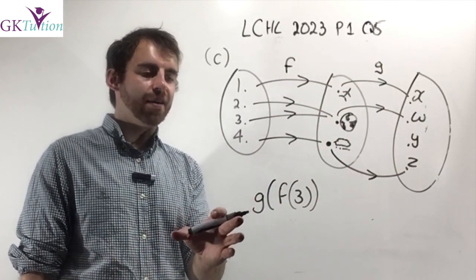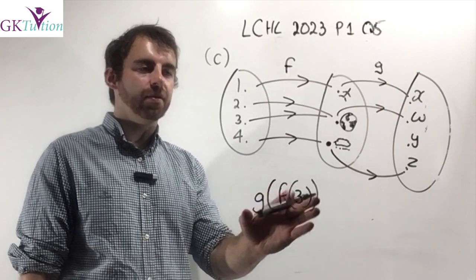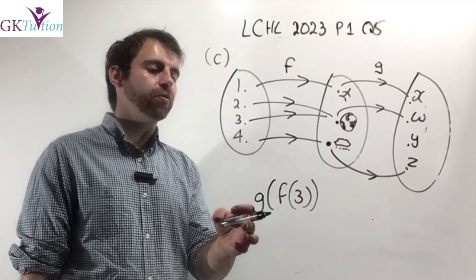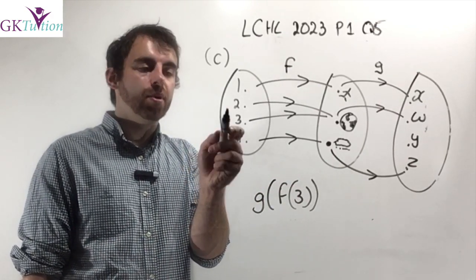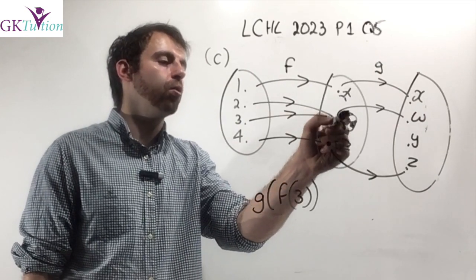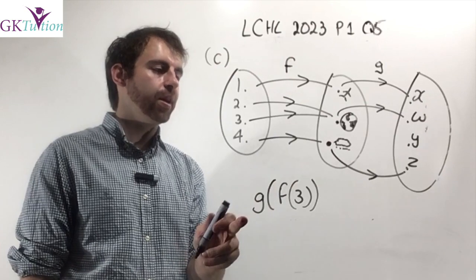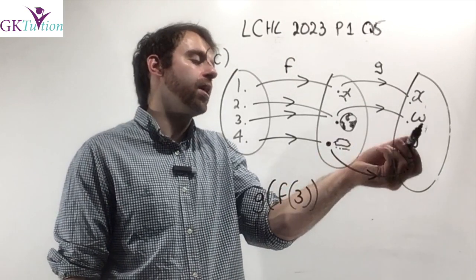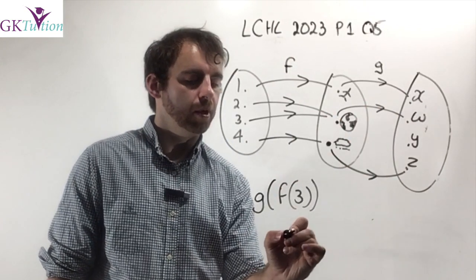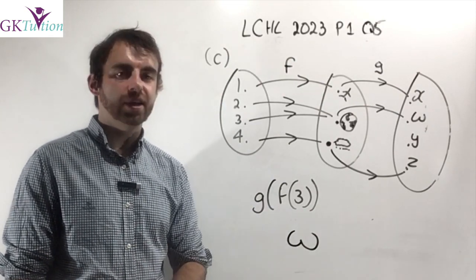We're asked to work out g of f of 3. Well, first of all, f of 3, if we're at 3 and we apply f to it, that brings us to the world, the globe symbol here. And then if I'm at the globe symbol and I apply g to that, you just follow the arrow on and that brings you to w. So your answer here is that g of f of 3 is simply w.